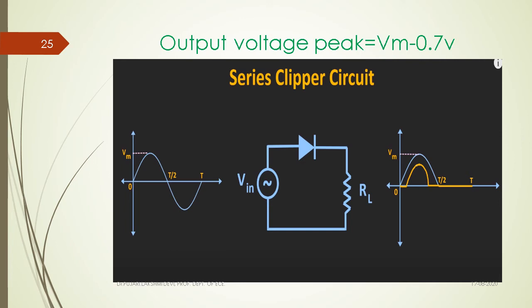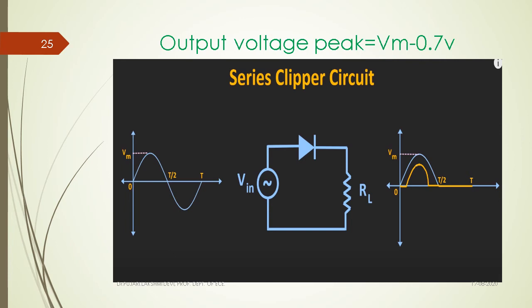In this way, we have the input waveform and the output waveform compared to it. After crossing this positive half cycle, at this particular moment the anode potential is lesser than the cathode potential, or lesser than the cut-in voltage, so the diode becomes open circuited. If the diode becomes open circuited, then its output voltage is 0. So from here the output voltage is 0.